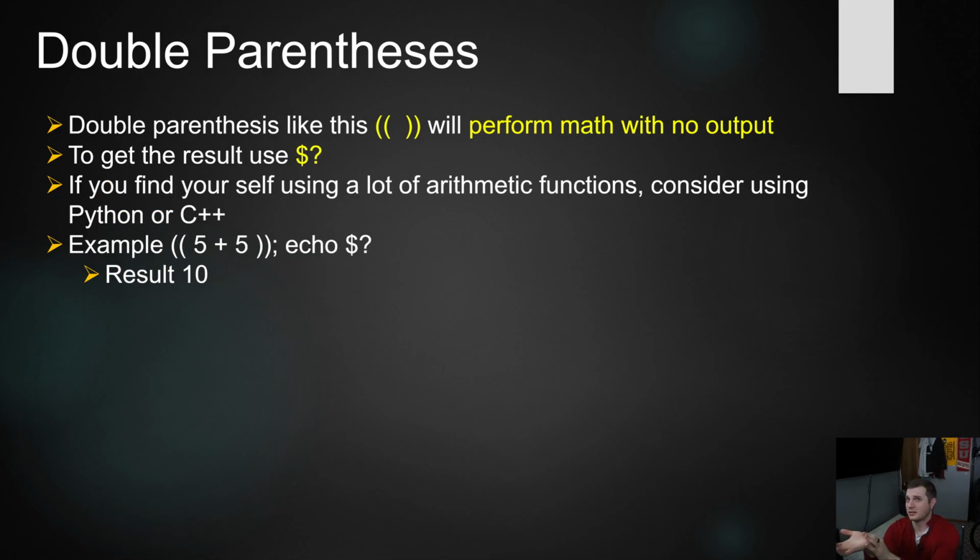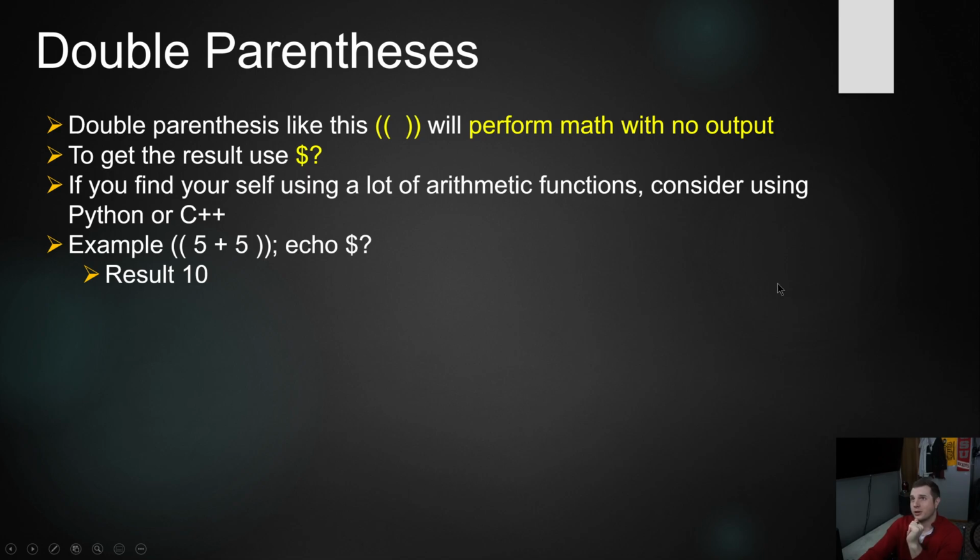Double parentheses, so this is going to perform math and no output. So by output in this case, it's going to be no error or no error. So it's not going to return 0 or 1, it's going to return a number. And like I said earlier, Bash only supports integers, so as long as it comes back as an integer, you're going to be okay. And it's going to echo 10 here if you use this example, which is right there.